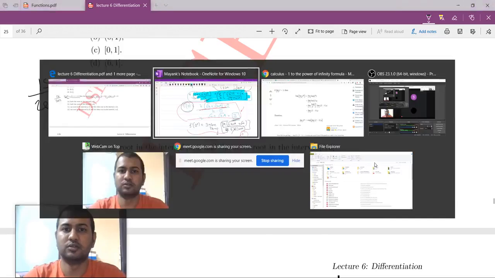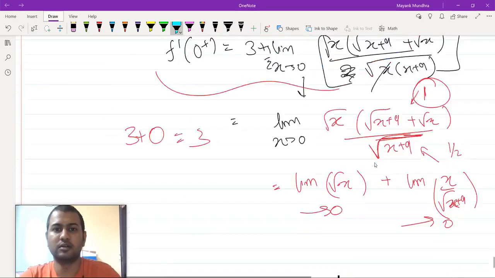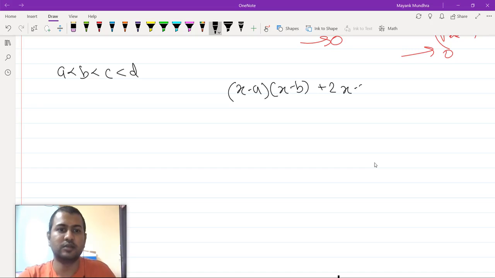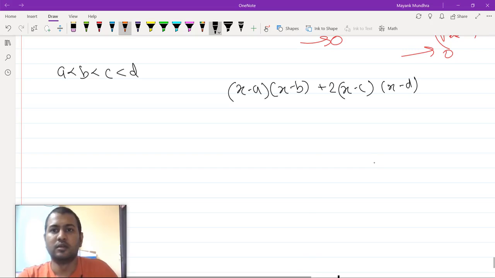Okay, so let me call this... so you have a less than b less than c less than d, and the function is (x minus a) into (x minus b) plus twice (x minus c) into (x minus d). Okay, so let me call this thing quadratic 1 and, using a different color, this thing quadratic 2.